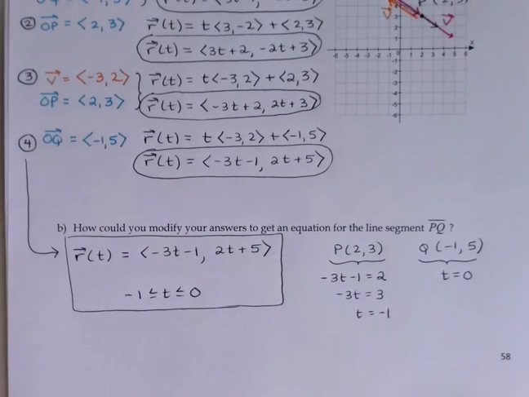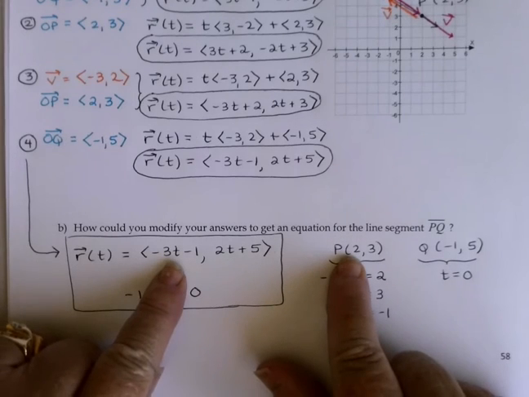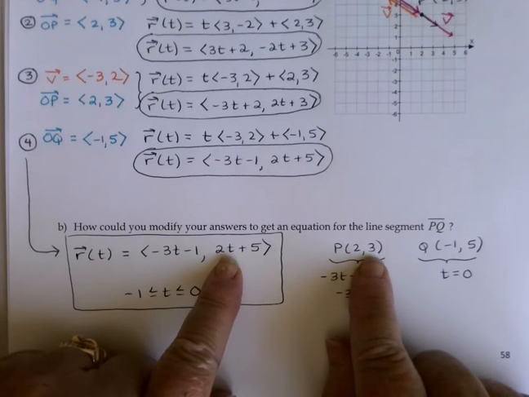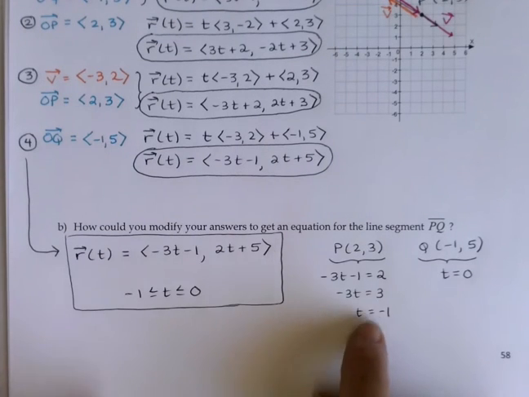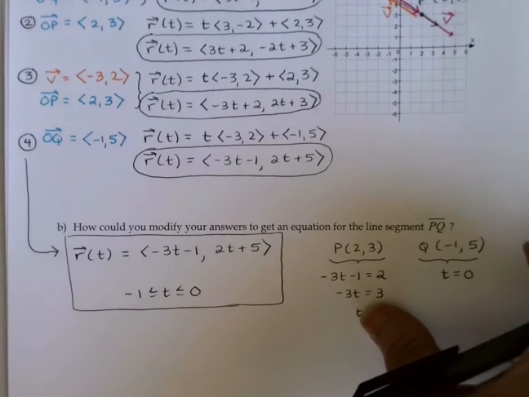Okay, I could have done that with any of those. And by the way, I chose to do it for the x component, but notice that same negative 1 would give me 3 in the y component. You can set the equation up for either x or y. It'll work for either one when you're trying to solve for the t value that you need. All right, let's do a couple more examples here.